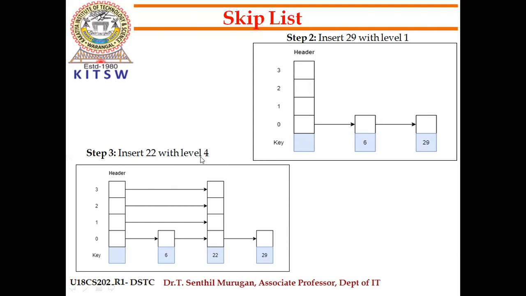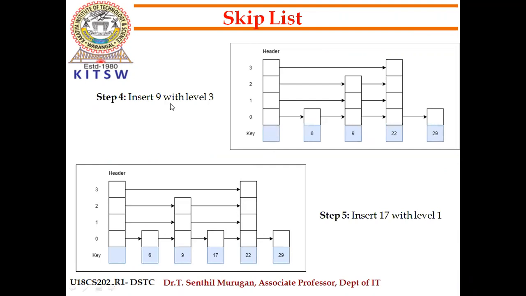But what is the level? The level is 4. So from level 4, we can start with 22. See here, each level is connected with that. So up to level 4, it is connected with 22.